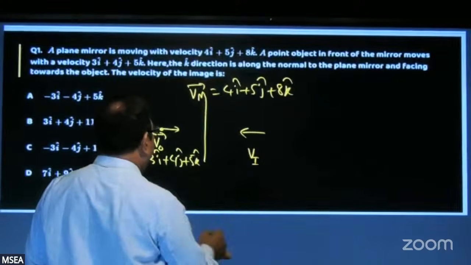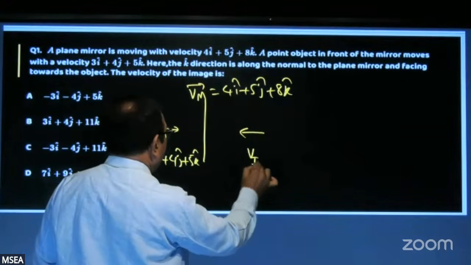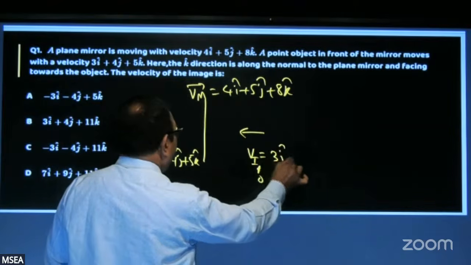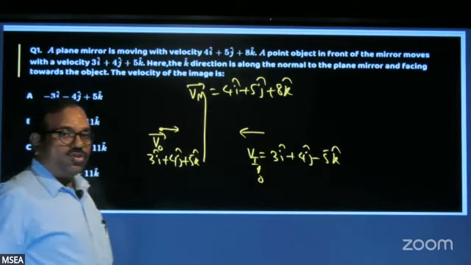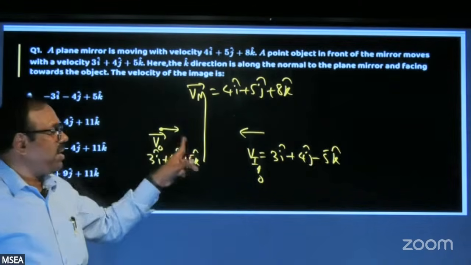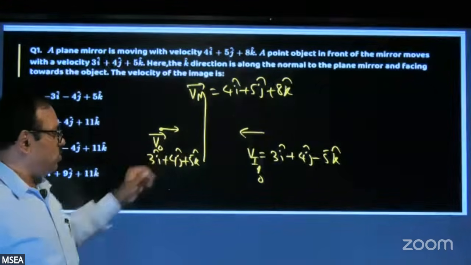Then the velocity of the image due to the object is 3i cap plus 4j cap minus 5k cap. So only the component perpendicular to the mirror is reversed, but the remaining things are the same.